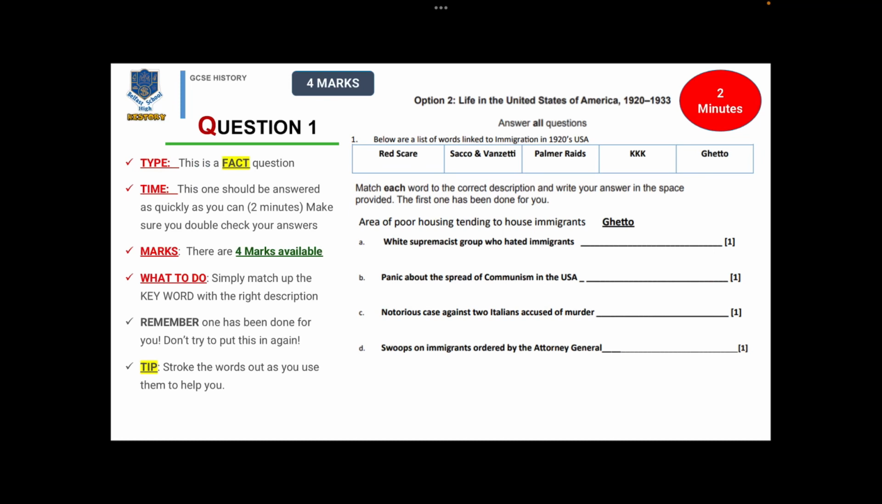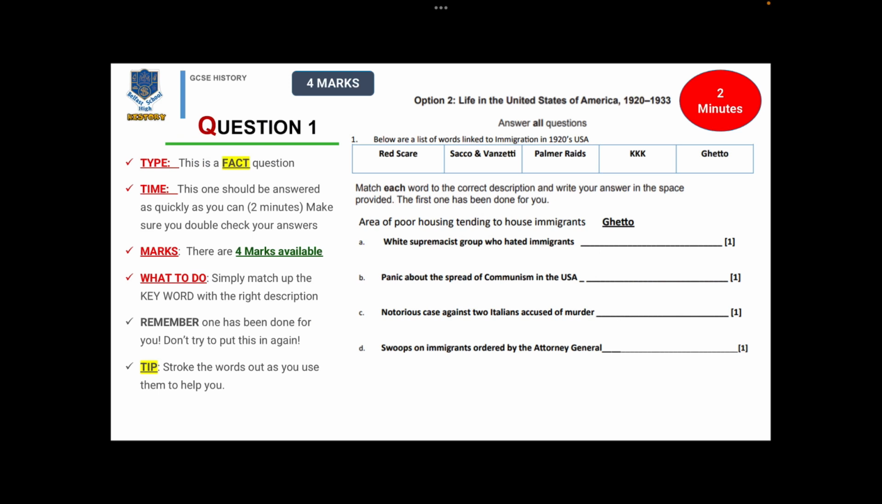So the first type of question you're going to get is a 4-mark question, and it should ease you into the paper. So what you have is a list of 4 different potential words at the top, and you have to try to look at the questions below. There's 4 of those, and you have to try to place the right answer into the right box.